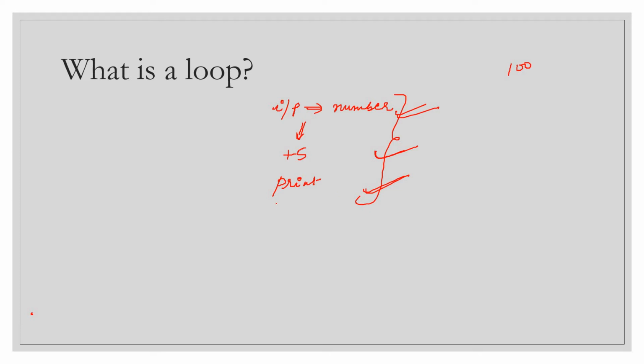So for this, if I don't have the concept of a loop, I have to write 100 into 3, meaning 300 lines. But if I have a loop, I'll put these 3 lines in a single loop and execute these 3 lines repeatedly. So this is the concept of a loop, and why we use loops in programming.